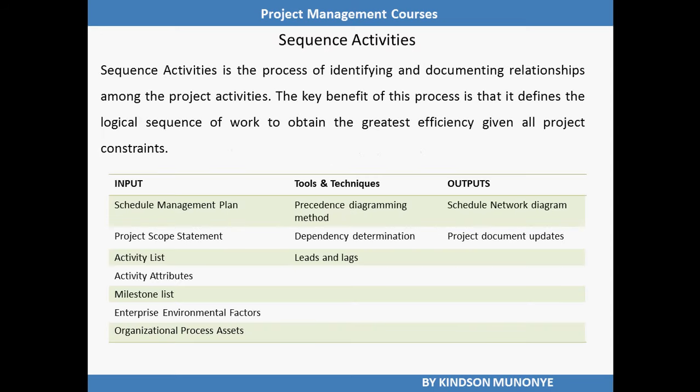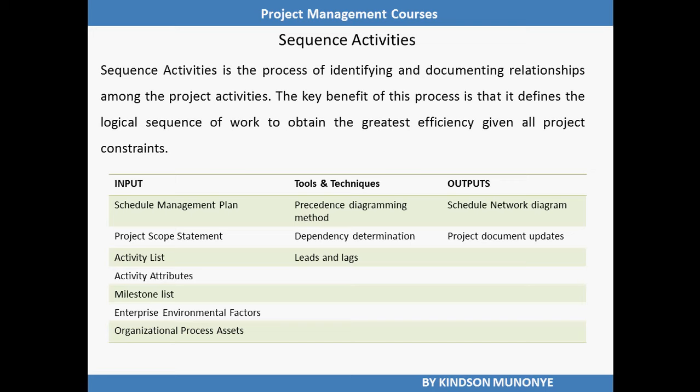Sequence activities is a process of identifying and documenting relationships among the project activities. The key benefit of this process is that it defines the logical sequence of work to obtain the greatest efficiency given all project constraints. Every activity and milestone except the first and the last should be connected to at least one predecessor with a finish to start or start to start logical relationship, and at least one successor with a finish to start or finish to finish logical relationship.